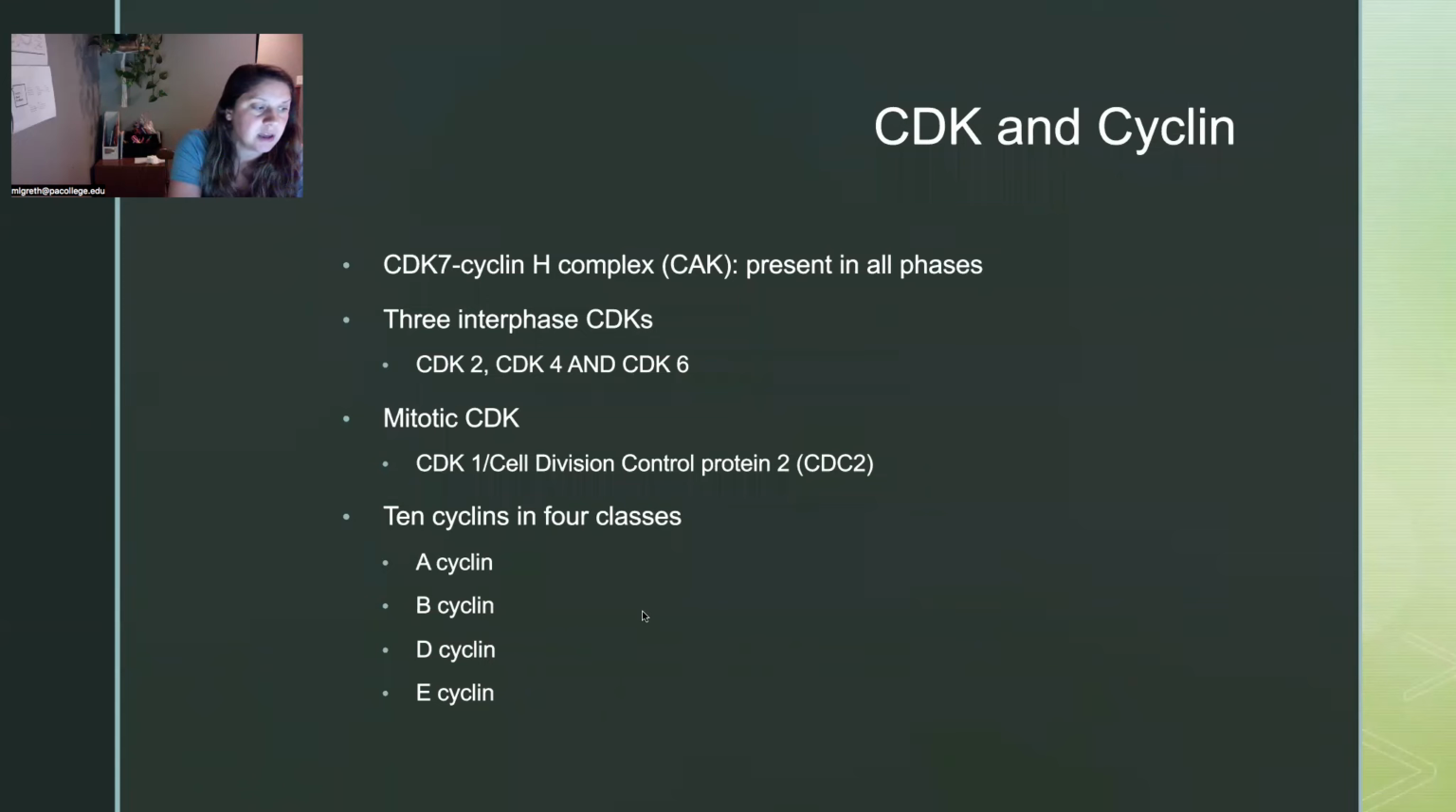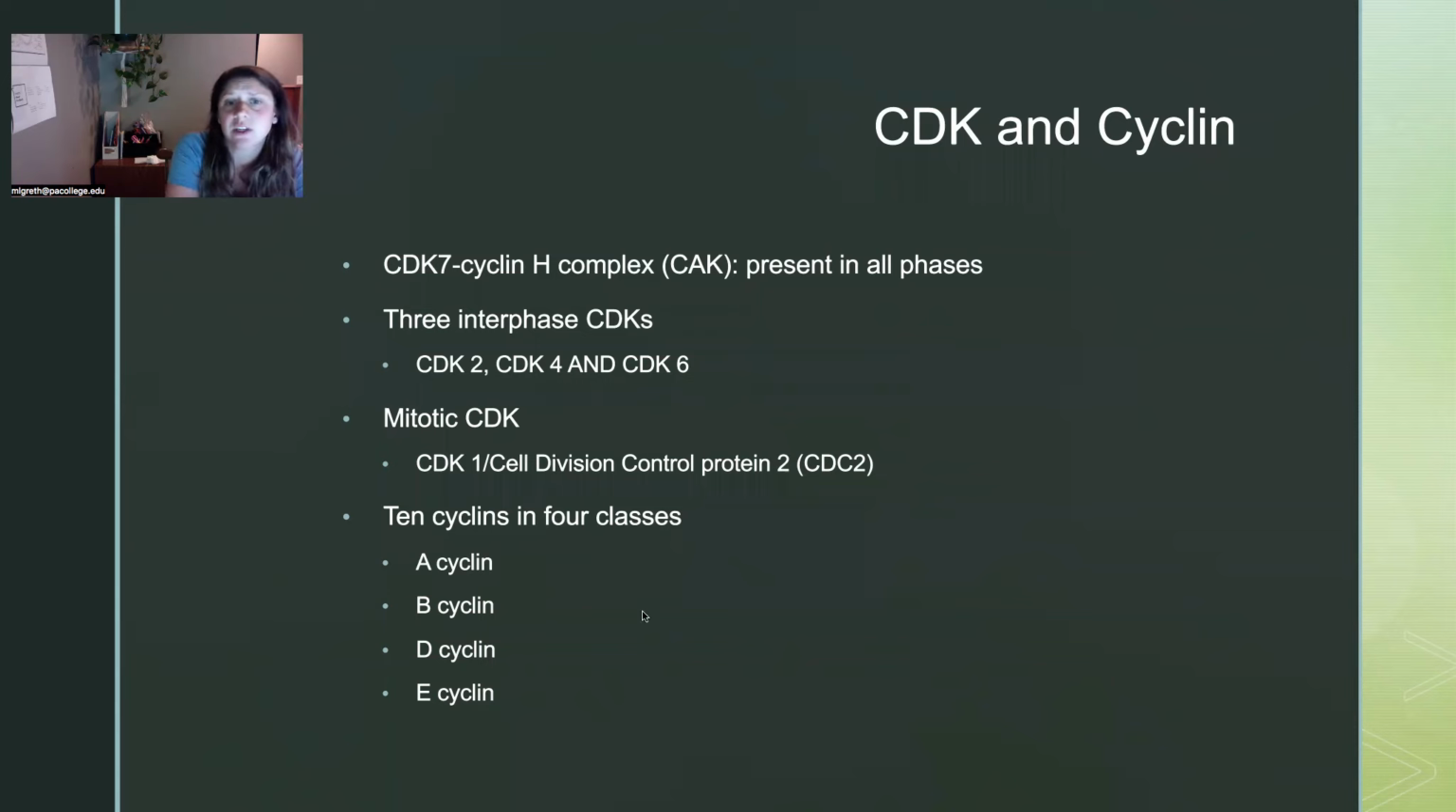So CDK and the cyclins. The CDK7 cyclin H complex is also known as CAK. It is present in all the phases. It is responsible for the activation of CDK1 to enhance the cyclin binding.